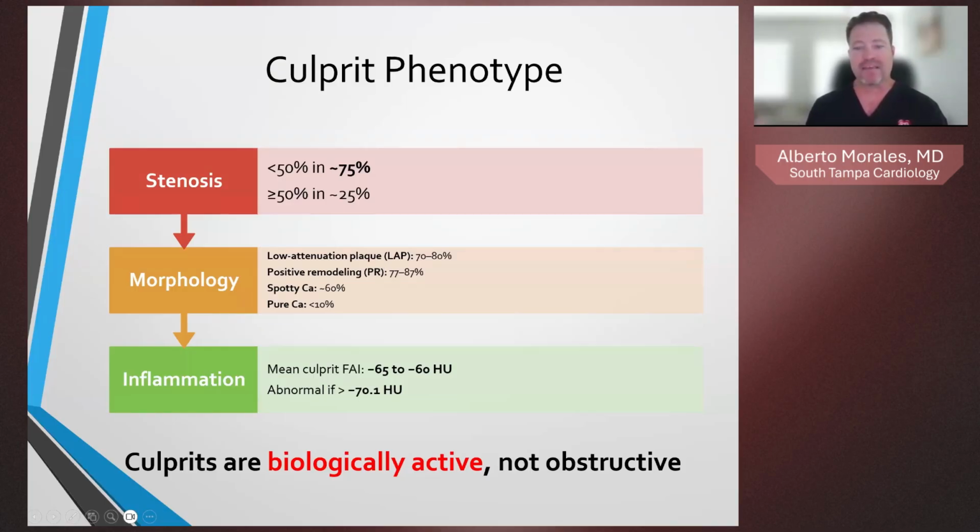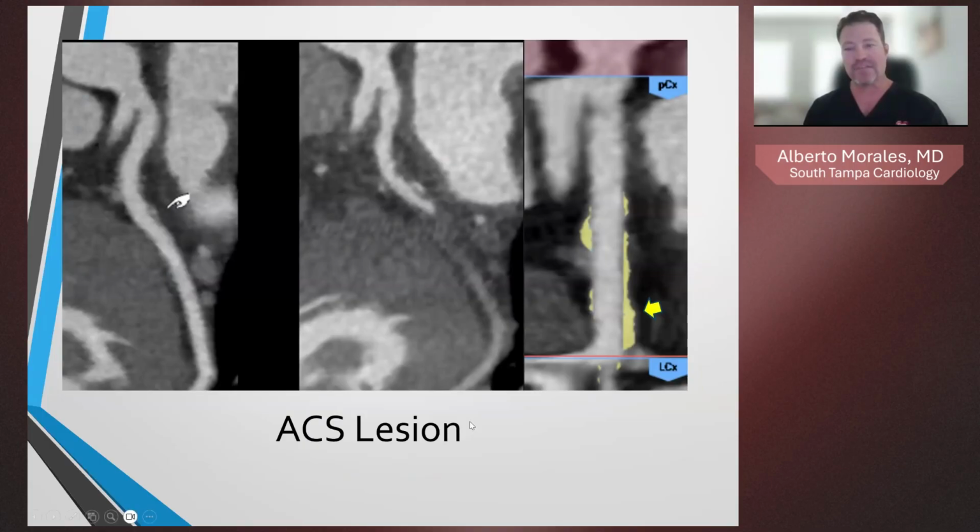This is a type of plaque that has intraplaque hemorrhaging and bleeding, and it's the precursor to a plaque rupture. And then obviously we can look at inflammation. So what this tells us is that plaques that rupture are biologically active and not necessarily obstructive. And so identifying patients who have CAD is critically important.